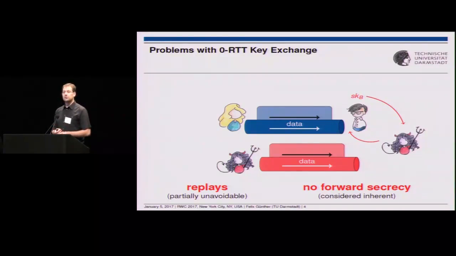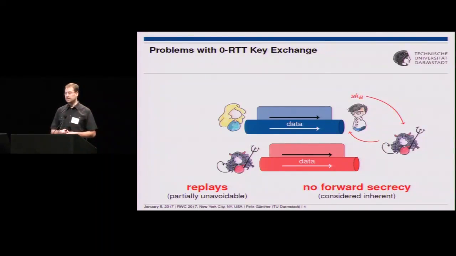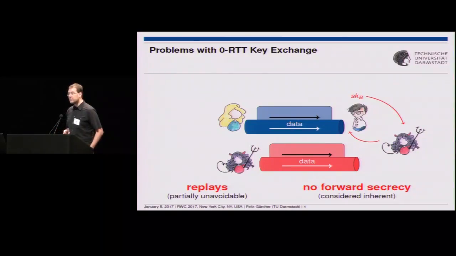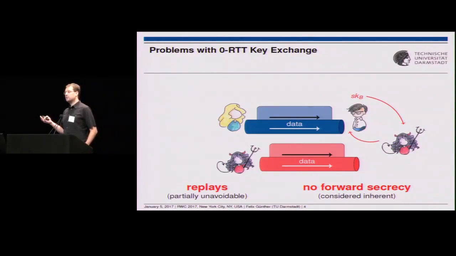The second big issue with zero round-trip time key exchange is forward secrecy, or rather, the lack of it. So the server will use some kind of secret key to authenticate and derive the session key for that key exchange. Now, if an adversary later compromises that key, because there is no ephemeral contribution from the server, it has everything to decrypt the data because it can derive the same key again.